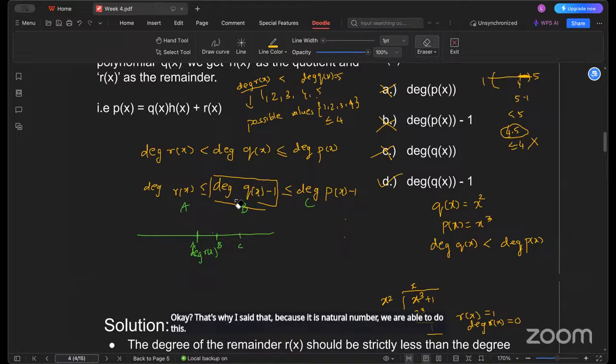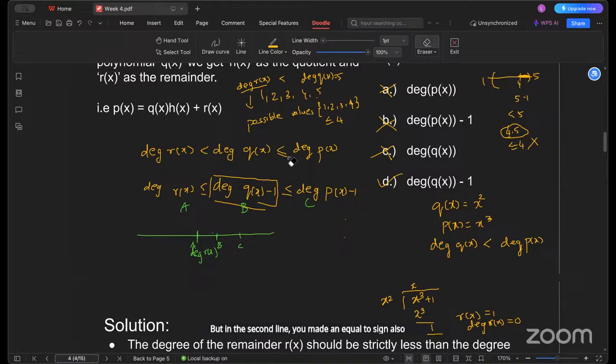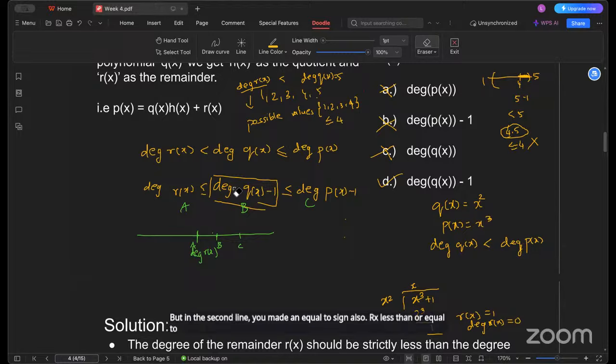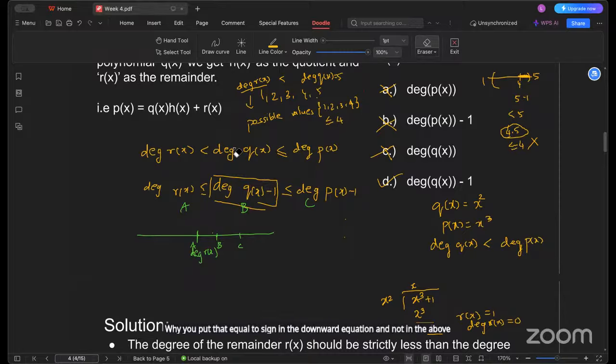Ma'am, but in the second line, you made an equal to sign also. r of x less than or equal to q of x minus 1. Why did you put that equal to sign in the downward equation and not in the above equation? Here it is strictly less than and here it is less than or equal to, right?